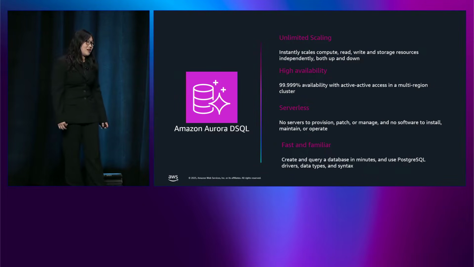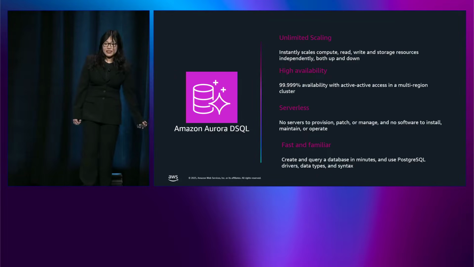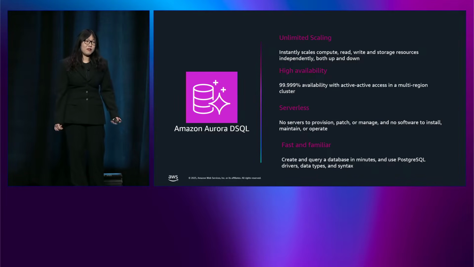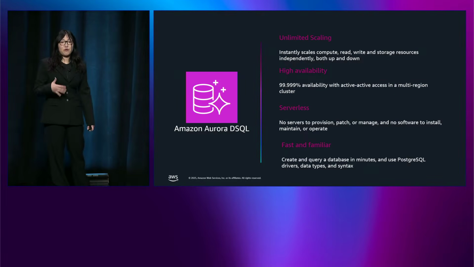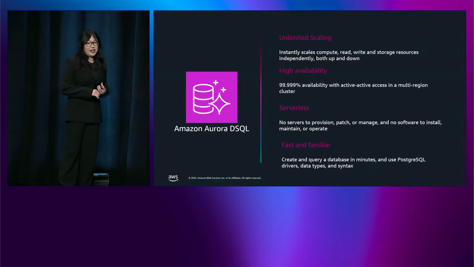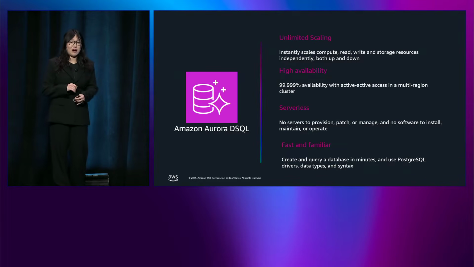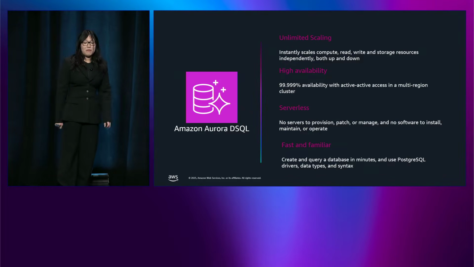So Amazon Aurora is our relational database service. It's durable, which means that your data is stored across 3 availability zones, and it's fully managed, right? So you don't have to worry about the underlying infrastructure. You don't have to worry about provisioning, or administrative tasks like patching or backups, right? And most recently, in the past year or so, we released Amazon Aurora Distributed SQL, or DSQL.